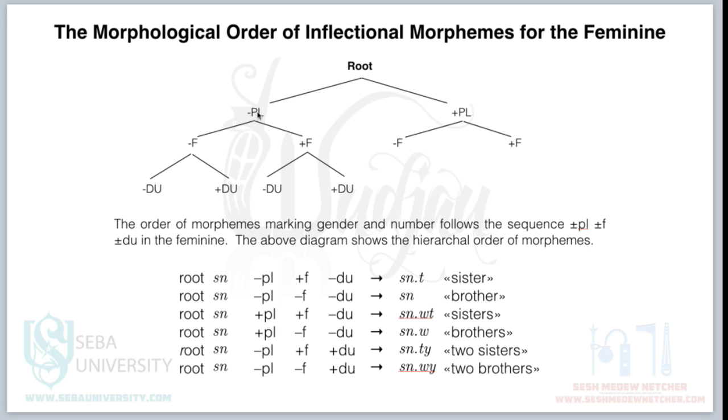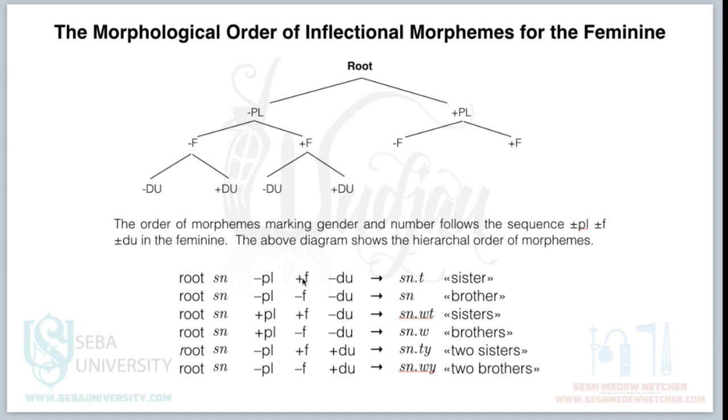So what this is saying, the minus PL means not plural. The plus PL is that it is plural. The minus F, it's not feminine, which is another way of saying it's masculine. And the plus F means that it is feminine. Minus DU is it's not dual. Plus DU, it is dual, etc. So here's how it pans out. We had the root, sin. Remember, I said the root means sibling. So we take the root sin. Is it plural? No.